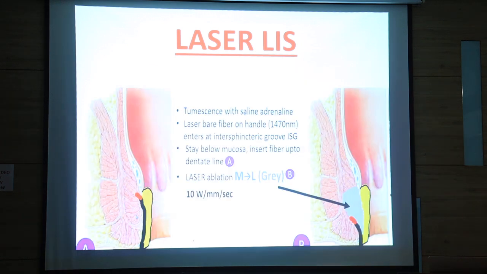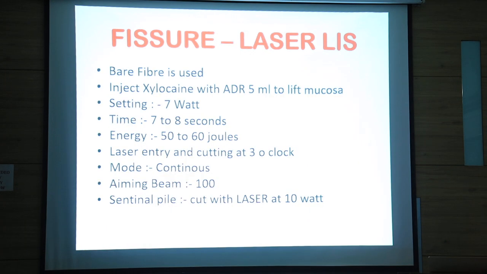So you can see here in this diagram, we put our tumescent solution with saline and adrenaline here in the intersphincteric plane. Then the laser fiber on handle, 1470, enters at the intersphincteric groove like this. Stay below the mucosa, insert the fiber up to the dentate line. We have to insert the fiber up to the dentate line. And you can cut with laser ablation, you can do medial to lateral. 10 watt, millimeter per second, this is the energy. So bare fiber is used. Bare fiber is used for fissure.